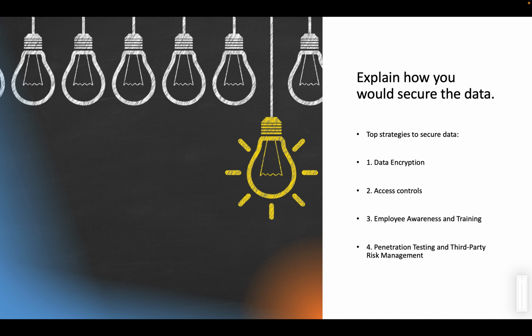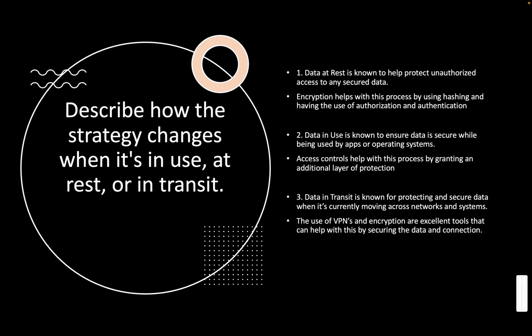Lastly, penetration testing and third party risk management. So the cool thing about penetration testing is that this is pretty much used for ethical hacking, where you're able to get information and pretty much try to exploit any vulnerabilities which may occur within an organization. And so I will definitely get into a whole video about that, but these are the four ways of how you would secure data naturally within a company.